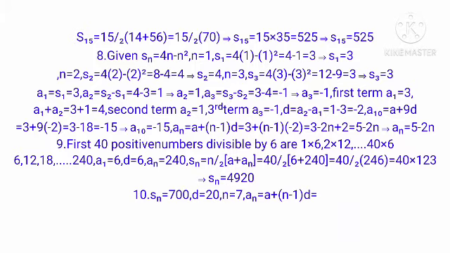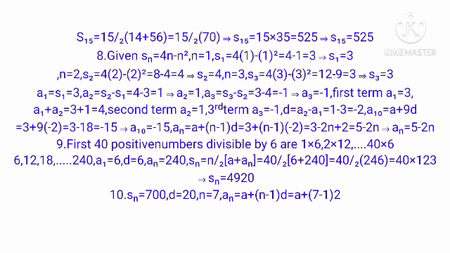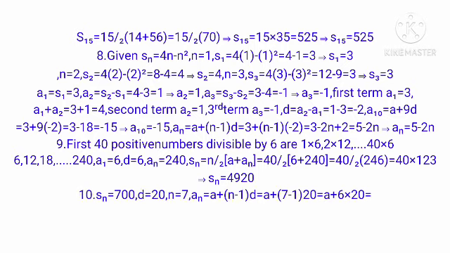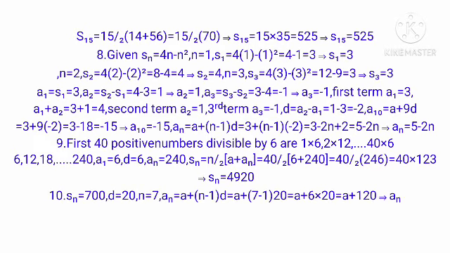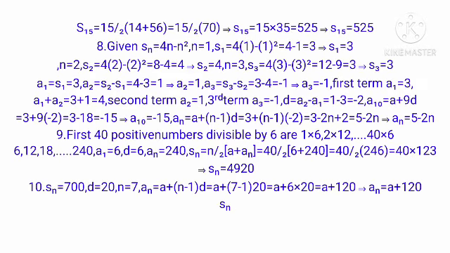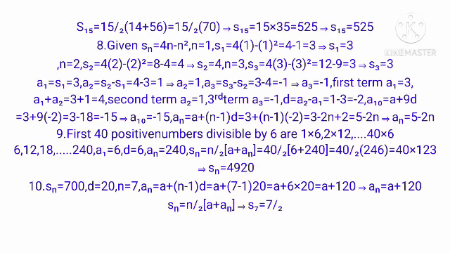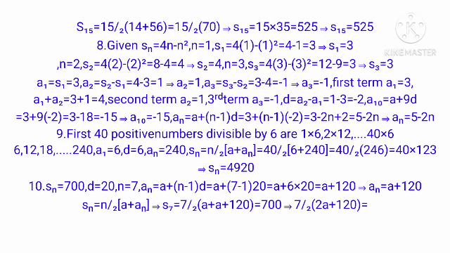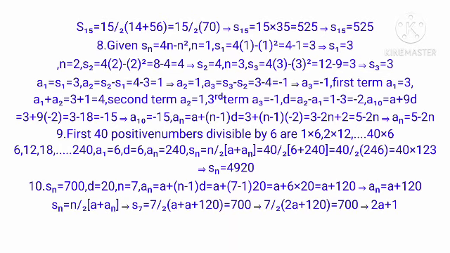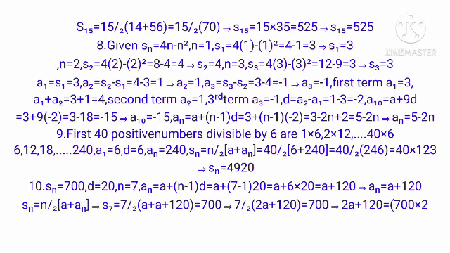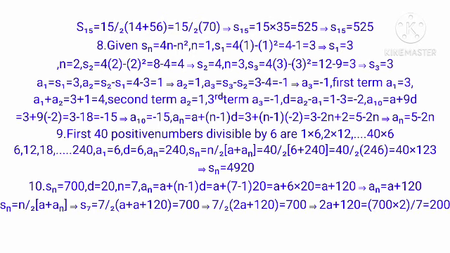10th question, Sn is equal to 700, it is given, and D is equal to 20, and n is 7. The sum of prices is 700, the difference is 20, the total number of prices is 7. An is equal to a plus n minus 1 into D, that is equal to a plus 7 minus 1 into 20 is equal to a plus 6 into 20 is equal to a plus 120, implies An is equal to a plus 120. Next, Sn is equal to n by 2 into a plus an. S7 is equal to 7 by 2 into a plus an, which is a plus 120, that is equal to 700. 7 by 2 into 2a plus 120 is equal to 700, implies 2a plus 120 is equal to 700 into 2 by 7, that is equal to 200.